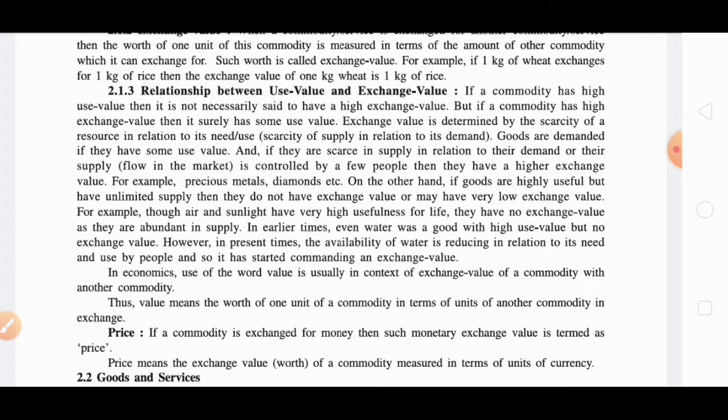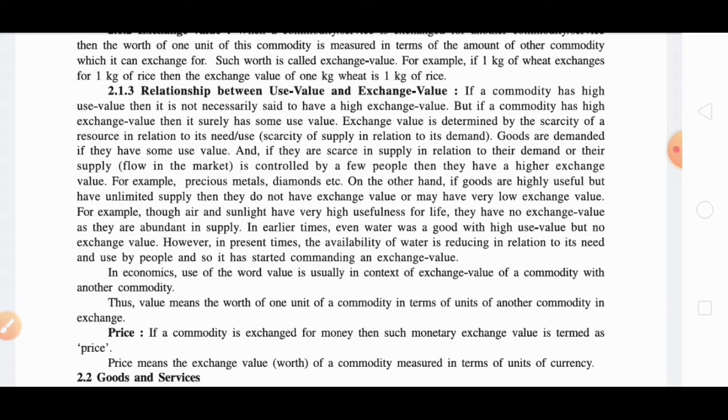So basically, after discussing this point, we come to a conclusion that those goods whose supply is limited but demand is higher have the highest exchange value. But those goods whose supply is available in plenty according to their demand have no exchange value. So in the first point, we have discussed that exchange value is determined by the scarcity of a resource in relation to its need, use or demand.